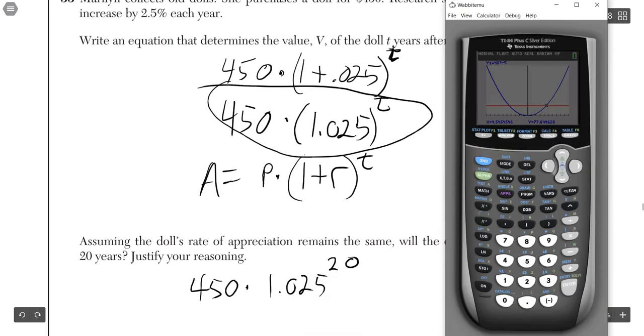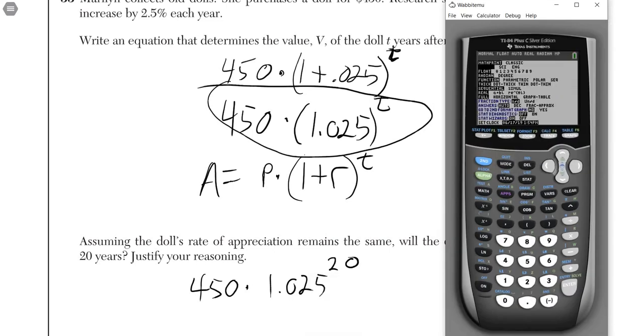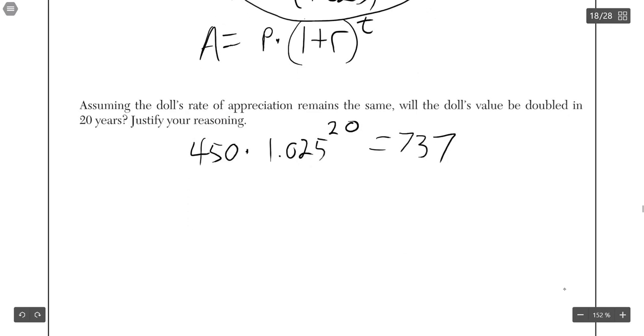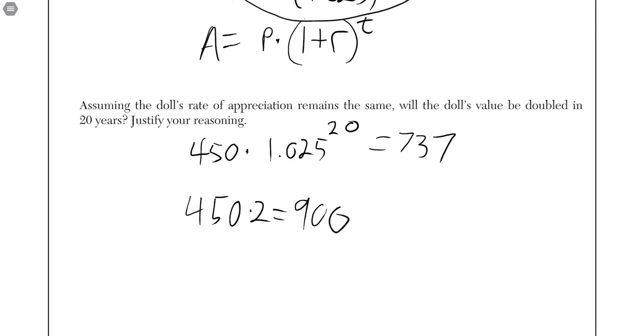Now let's just plug that into our calculator. $450 times 1.025 to the power of 20. That gives us 737. And is that doubled? Well, let's see. Doubled would be 450 times 2, which equals 900. So no, that would not be doubled in 20 years.